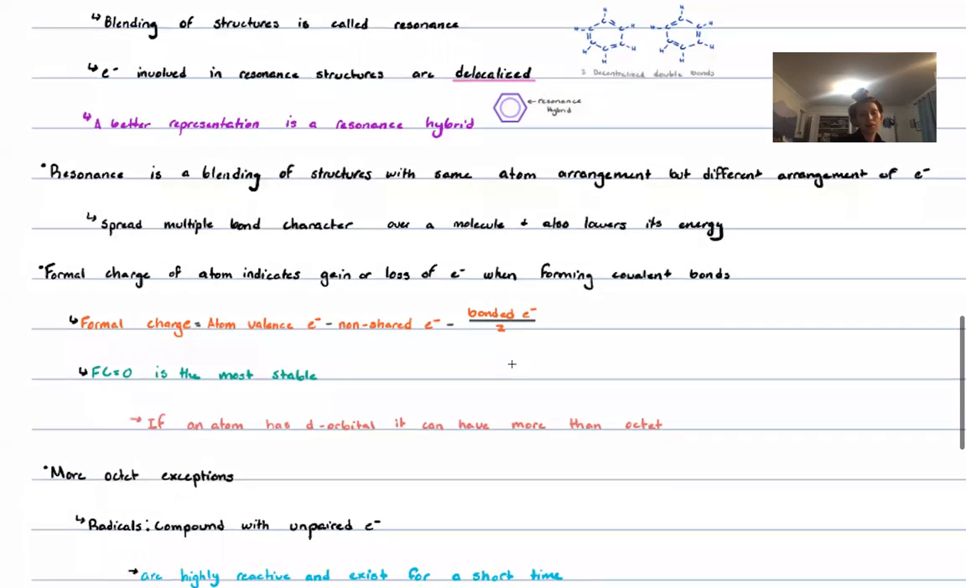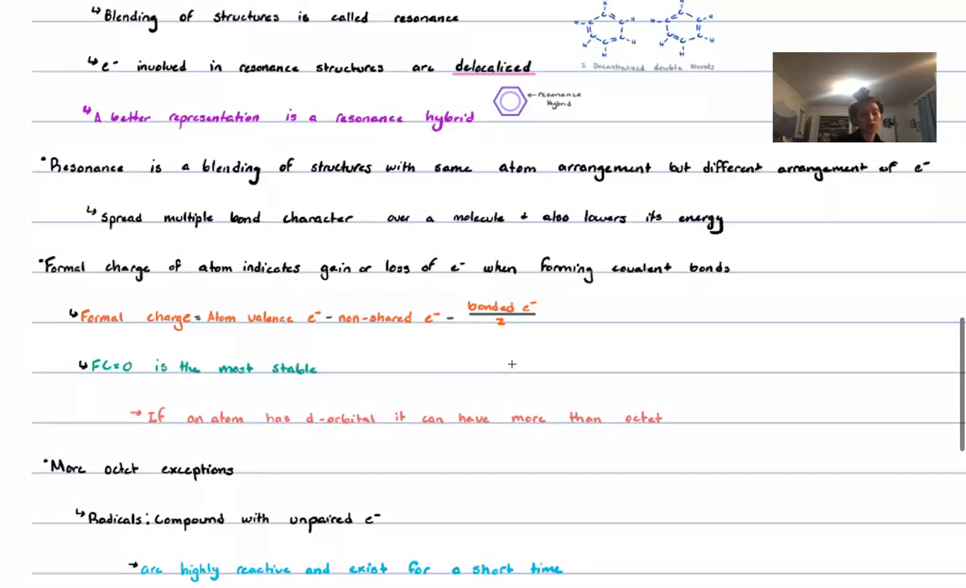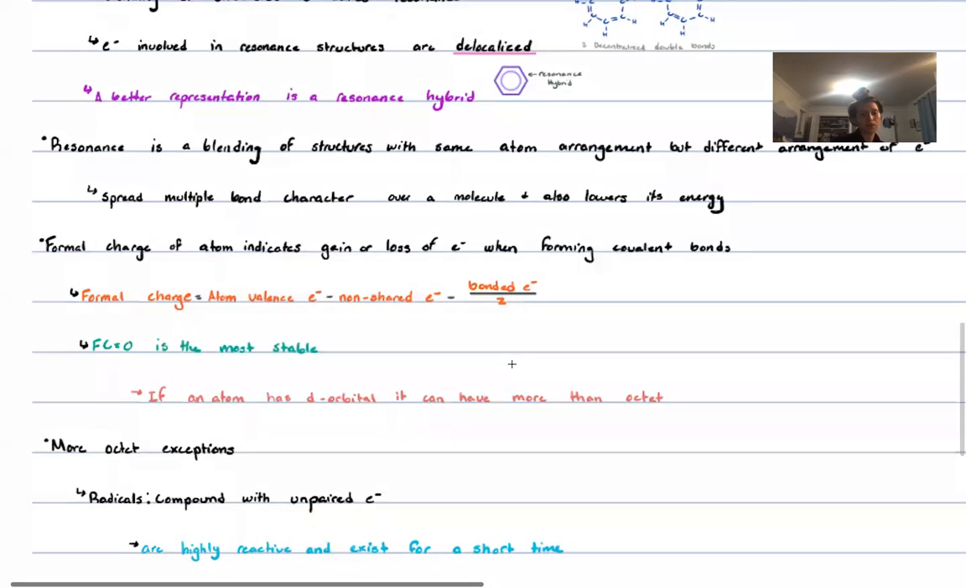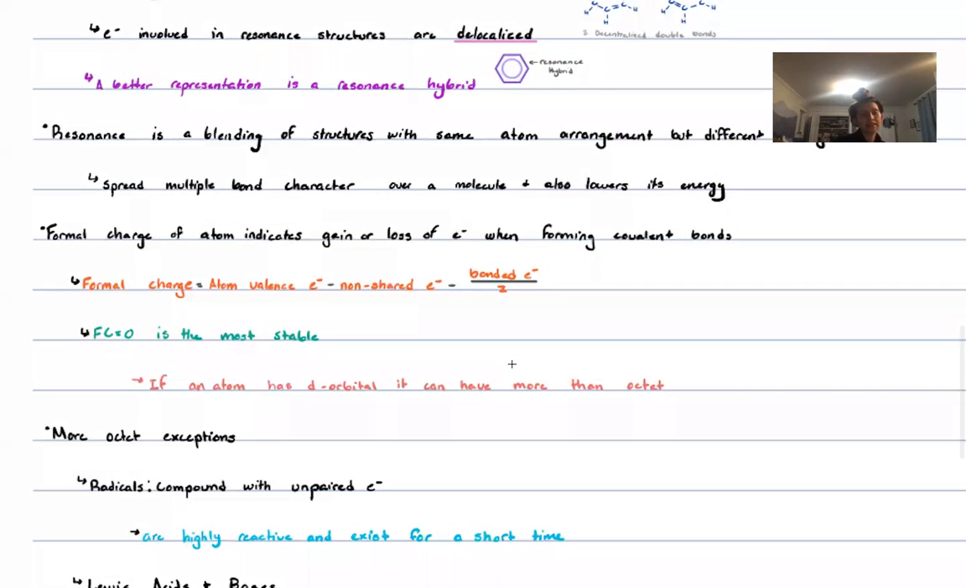And then when we talk about formal charge, for the most part, it's telling you whether you either gained or lost an electron when you made this covalent bond. So to actually find the formal charge, you have your valence electrons of the atom minus your non-shared electrons. So that would just be, if I had an electron pair out here, that's what I would subtract, minus any bonded electrons divided by 2.